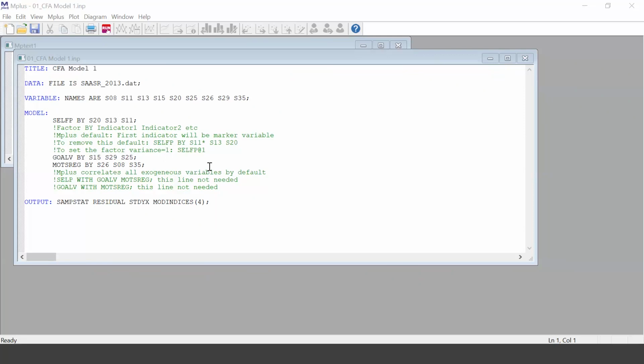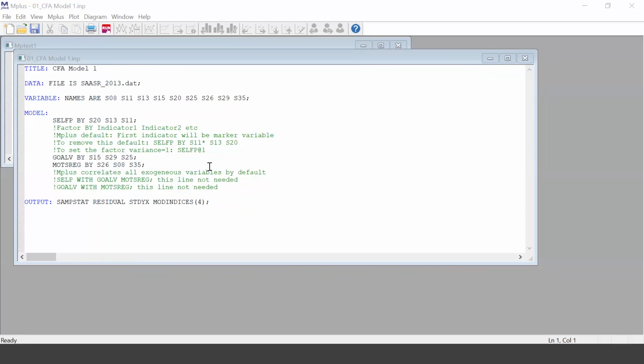Now, one important thing is you can name a factor anything you want because it's a latent variable. There's only one important thing you cannot do. You cannot give a factor the same name as a variable that you're already using. So I can name my factor anything except for those S08, S11, S13, S15. But that's really easy to control because remember, we're telling the variable names from the get-go. So you have total control over that.